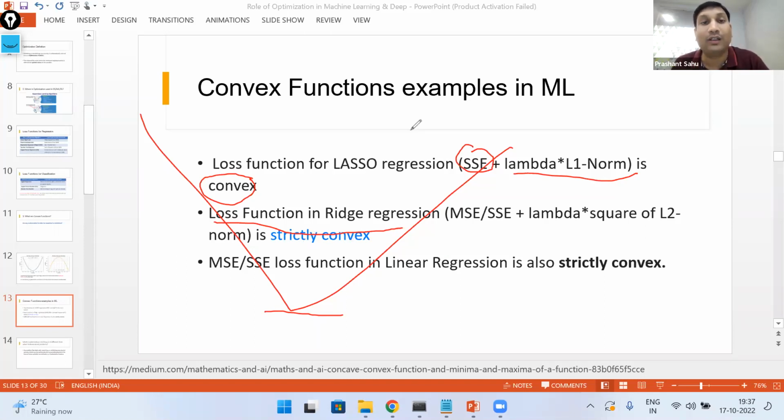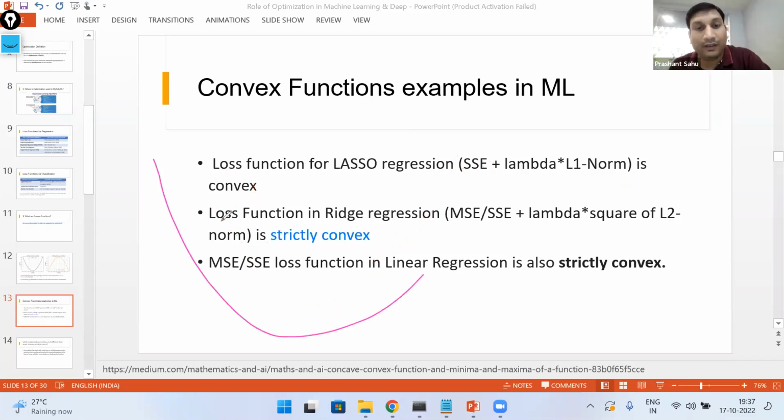Whereas the loss function in the case of ridge is differentiable and it is strictly convex. So how does that look? That looks like a very simple curve. I'll just clear the drawing. And the loss function in the case of ridge will look like this. A very simple thing. Okay, good. And then we have the mean square error loss function, which we have already discussed. In the case of linear regression, it is also strictly convex.